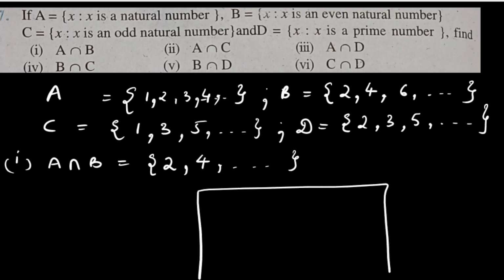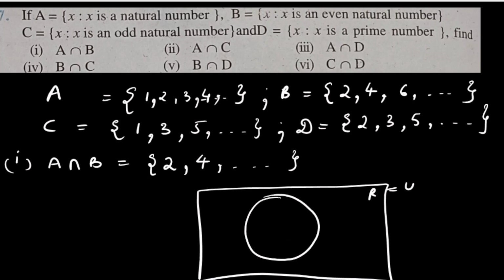See, this is some universal set. Let's consider the universal set of real numbers, so this is equal to U. A is a set of natural numbers. B is a set of even natural numbers. See, even natural numbers will again come inside. C will again come.